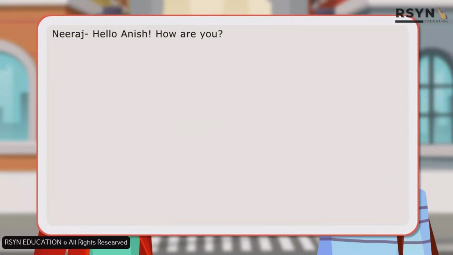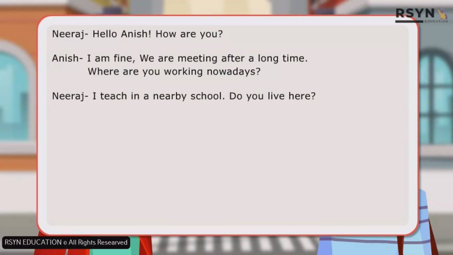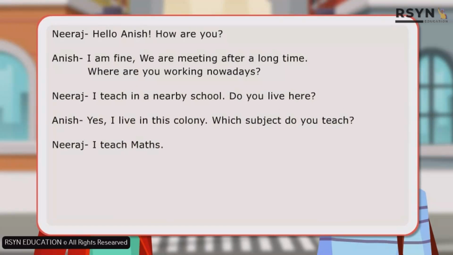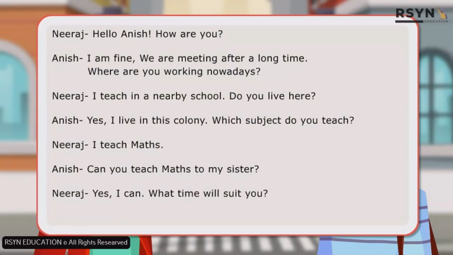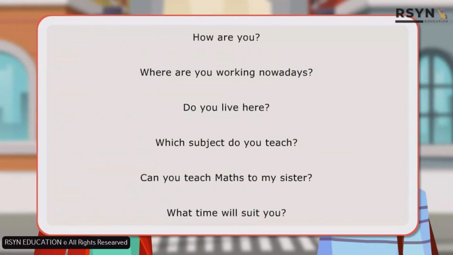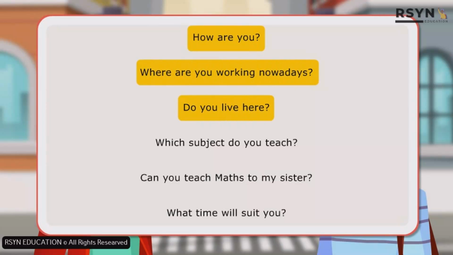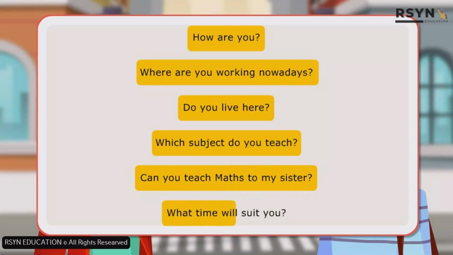Questions. In the dialogues, the boys have used sentences that ask questions. These are examples of such sentences. How are you? Where are you working nowadays? Do you live here? Which subject do you teach? Can you teach maths to my sister? What time will suit you?